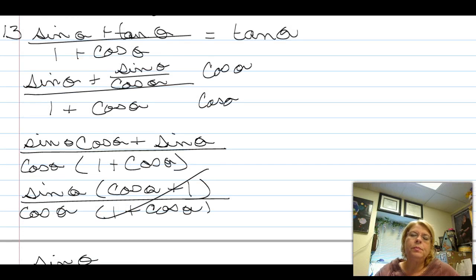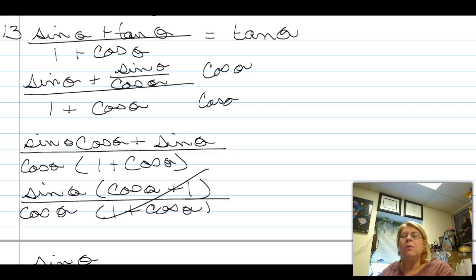Number 13 is sine theta plus tangent theta over 1 plus cosine theta equals tangent theta. All right, the sine theta side looks more complicated, so let's work on it. Okay, unlike everybody else, I got lost, so let's turn these into sines and cosines. I get sine theta plus sine theta over cosine theta, over 1 plus cosine theta in the denominator. Now I need that fraction within a fraction to go away, so I'm going to multiply everybody by cosine theta.